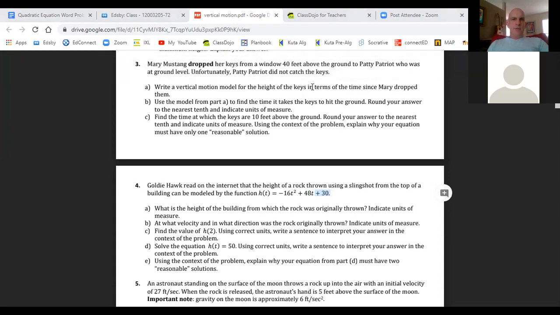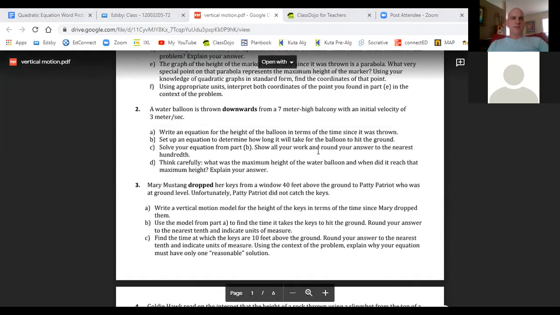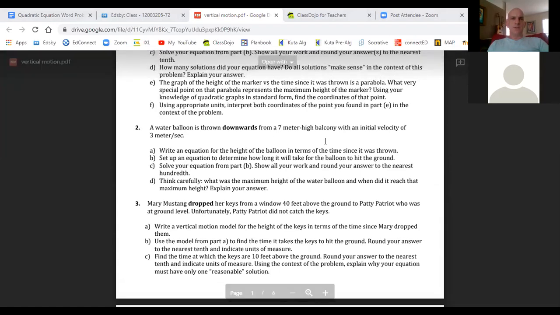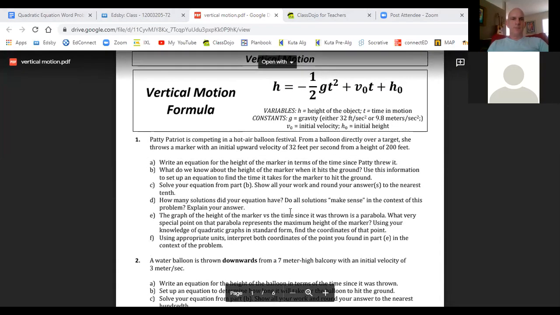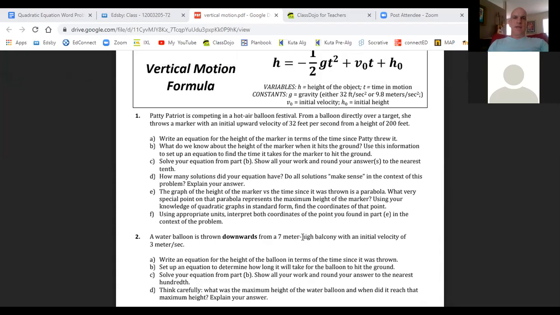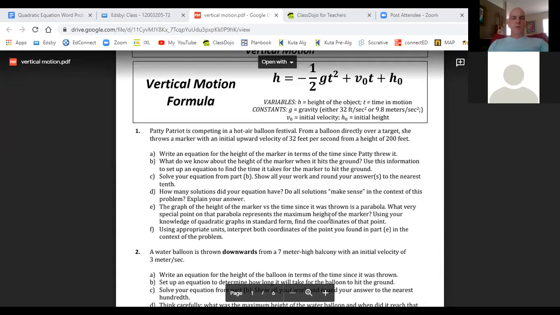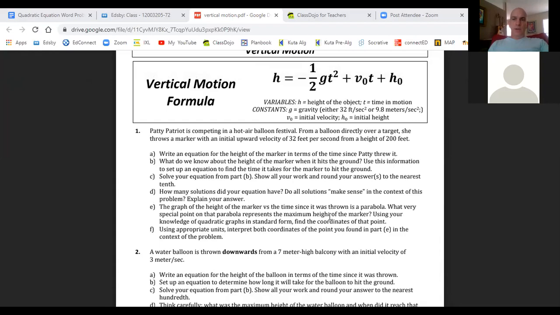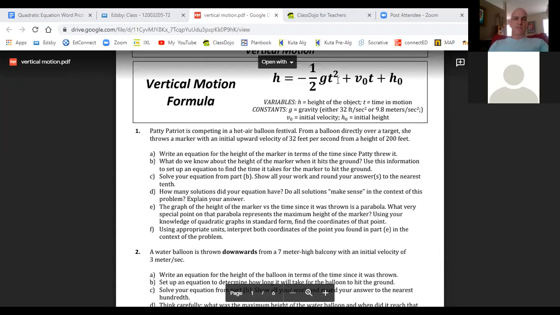So let's see. Would A and B of number 2 be the same? Let's go back and see if A and B of number 2 would be the same. So write an equation. That would be, again, writing this. And then it says set up an equation to determine how long it will take for the balloon to hit the ground. The only difference between A and B is that instead of using H, you need to now change H to a number because they are indicating that how long it will take is we're going to be solving for T in this situation.